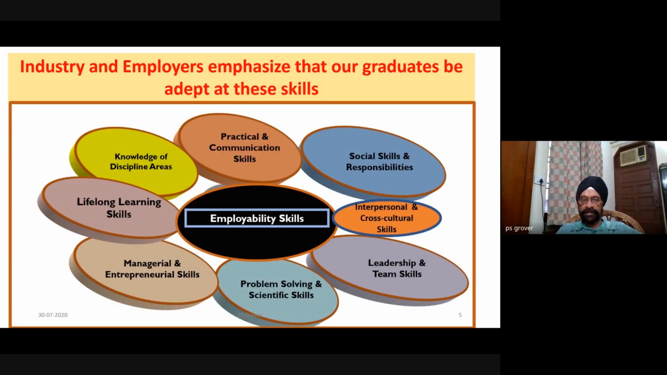Why should they have it? If we look at industry, employers emphasize that graduates should be adept at these skills. Now look at the demand of the industry, the kind of skills they are asking for: knowledge of discipline areas, communication skills, social skills and responsibilities, interpersonal and cultural skills, leadership and team skills, problem solving and scientific skills, managerial and technical skills, lifelong learning skills. The kind of skill which employers expect from the student is so wide, which we need to be familiar with and need to impart to our students, train our students. Only then will they become good citizens, good workers, leaders, and so on.